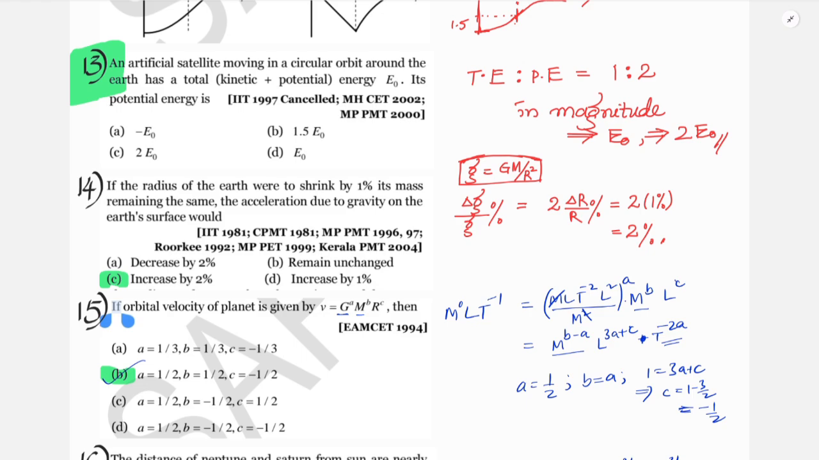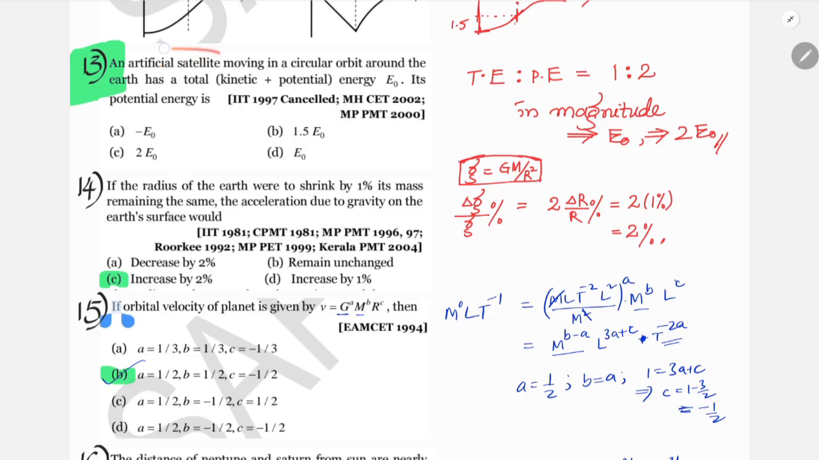See here, an artificial satellite moving in a circular orbit around the earth has a total energy, kinetic energy plus potential energy together. Total energy they given E naught. You know the relation between potential energy and kinetic energy, the ratio of this. But don't take the negative signs. If you take negative signs, the total problem will be wrong. They just gave the magnitude only. So if it is E naught, what is the potential energy? Potential energy is simply 2 E naught.